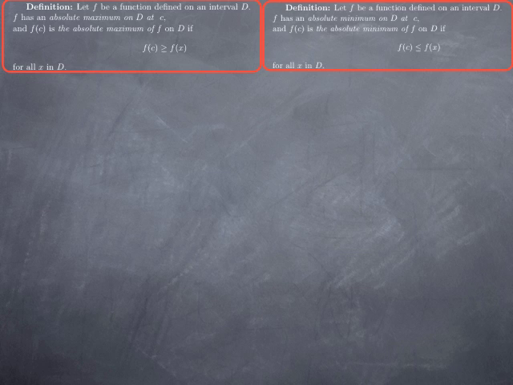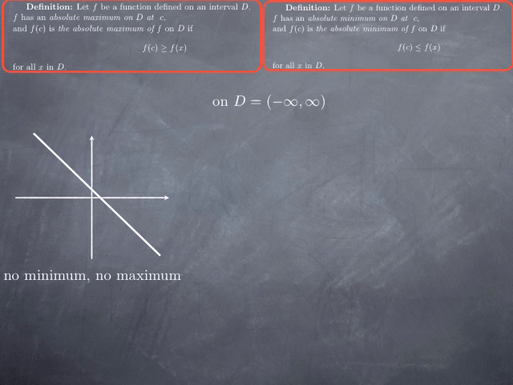Okay, the first observation is that this absolute maximum and minimum may or may not exist. Consider functions that are defined on the real line. So this is the interval D that we're going to consider for this example. Let's look at this picture. We have the graph of a function that is a straight line, and certainly it has no maximum and no minimum on the real line because the function is decreasing on its domain and it doesn't reach any minimum or maximum.